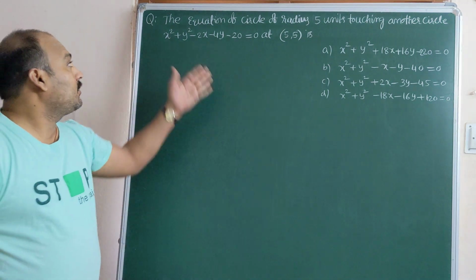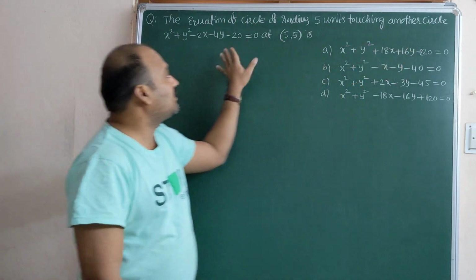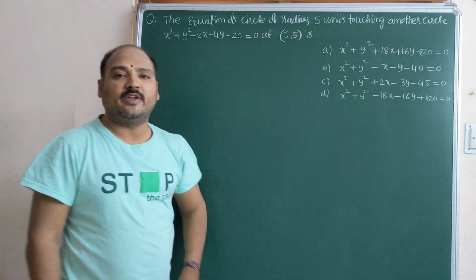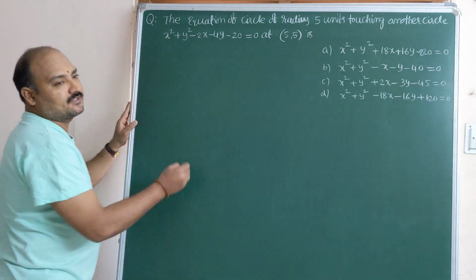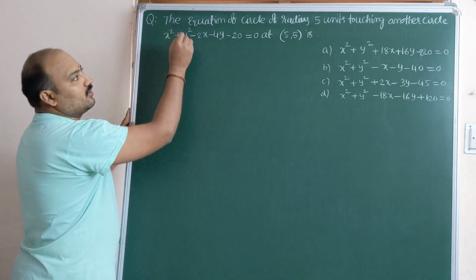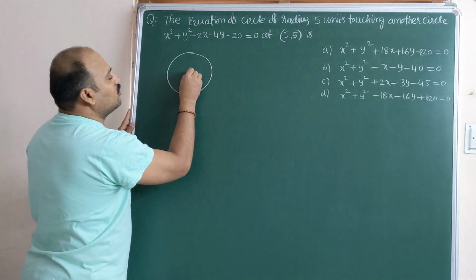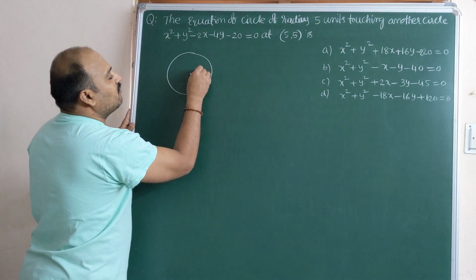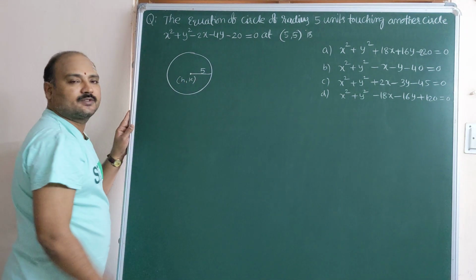The next question. The equation of the circle of radius 5 units touching another circle at the point (5, 5) is. This looks like an IP problem only. It is given in the EAMCET. So find the equation of a circle with radius 5. This is the equation of a circle whose radius is given as 5, but we don't know the center. That we can take as (h, k), dear students.